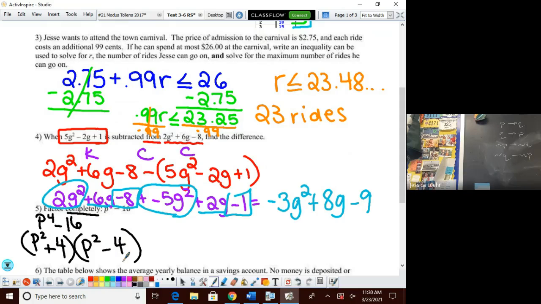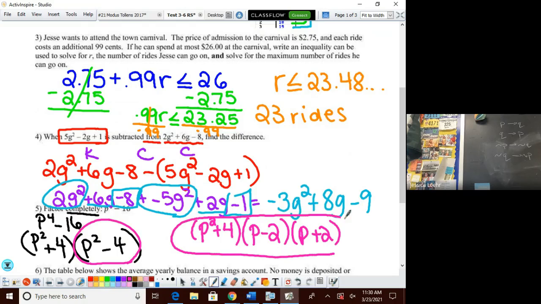Be careful on that. Now, once I factor that, immediately I notice that I can factor p squared minus 4 again. I can use difference of two squares on that. So I'm keeping p squared plus 4. I can't factor that again because it's not a difference. P squared minus 4, I factor to p plus 2 and p minus 2.